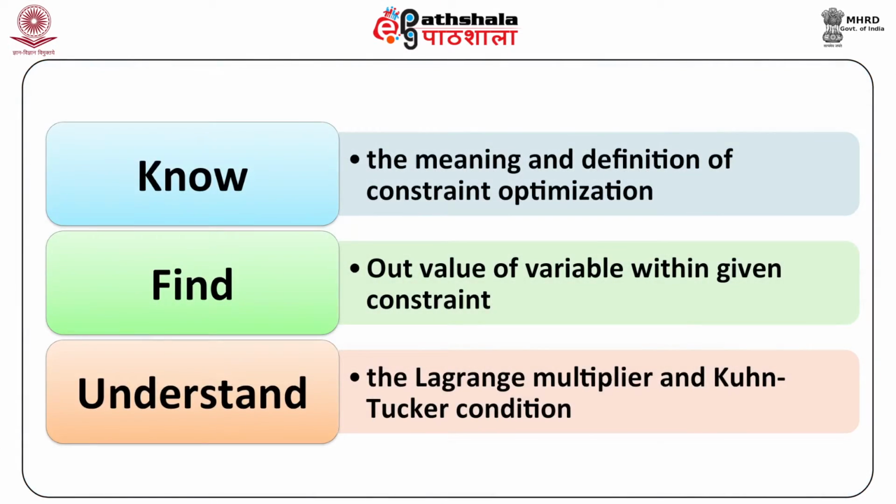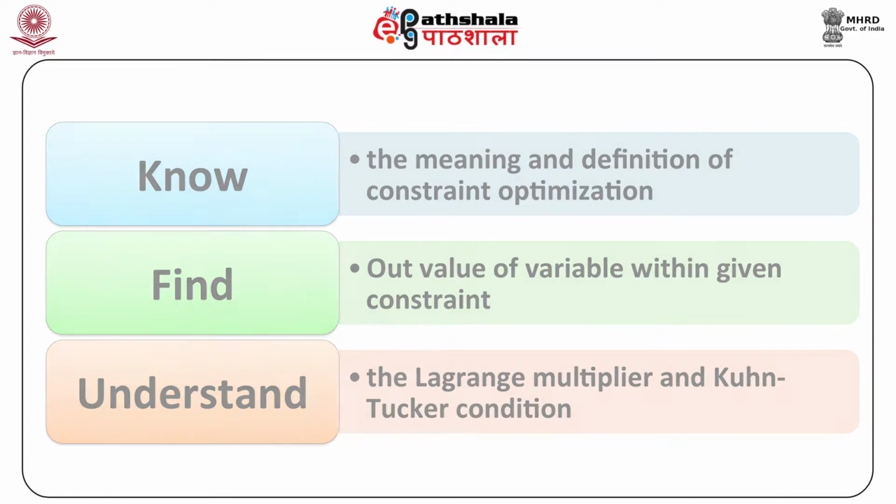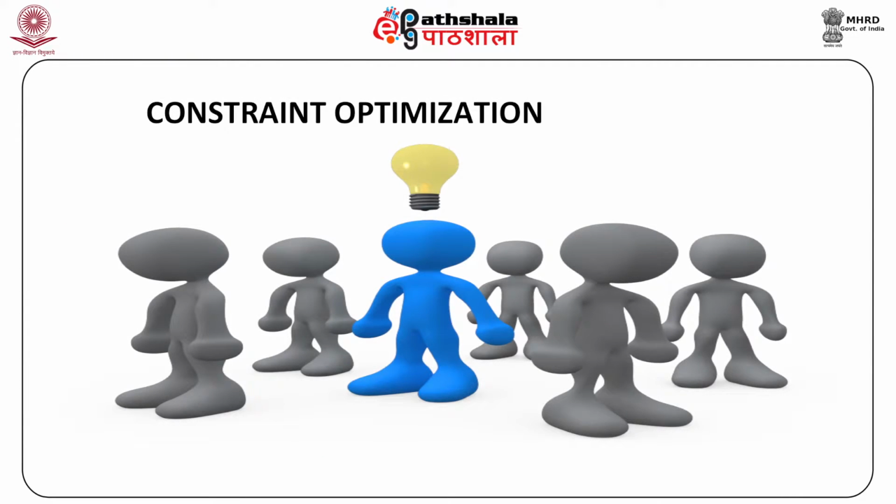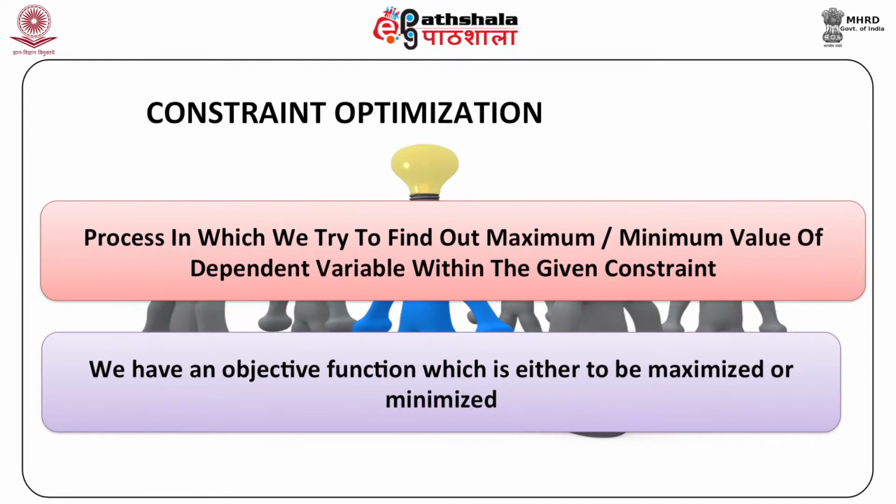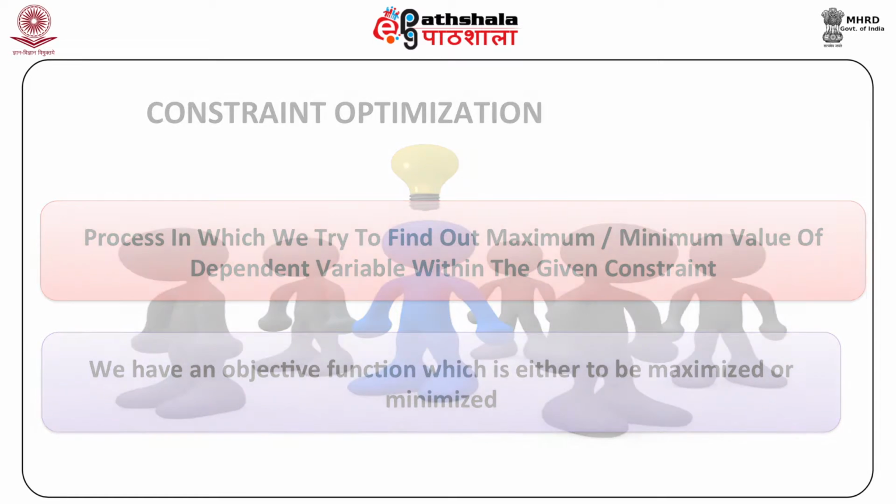After studying this module, you shall be able to know the meaning and definition of constraint optimization, find out the value of a variable within a given constraint, and understand the Lagrange multiplier and the constraint condition. Now we will be discussing the meaning and definition of constraint optimization. Constraint optimization is the process in which we try to find the maximum or minimum value of the dependent variable within the given constraint. Under constraint optimization, we have an objective function which is either to be maximized or minimized.